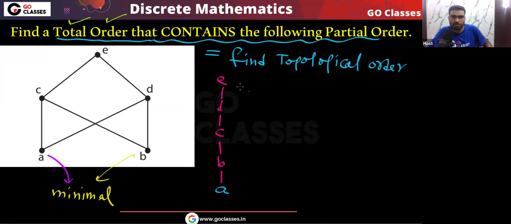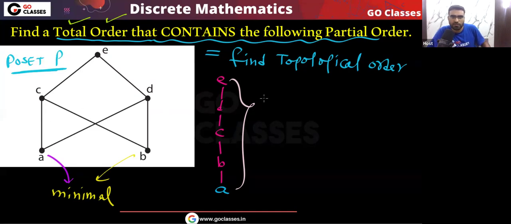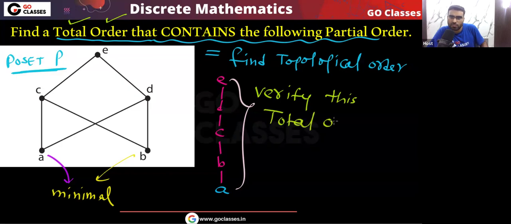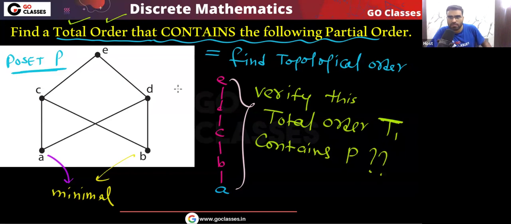Just verify this total order. Does it contain this partial order? Verify this. This is your POSET P. Please verify this total order T1 contains P. Let me know.